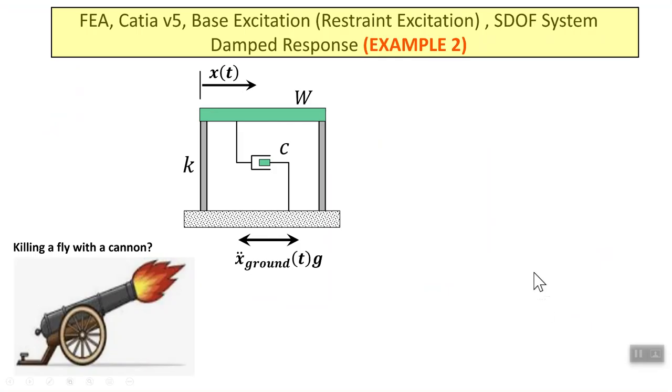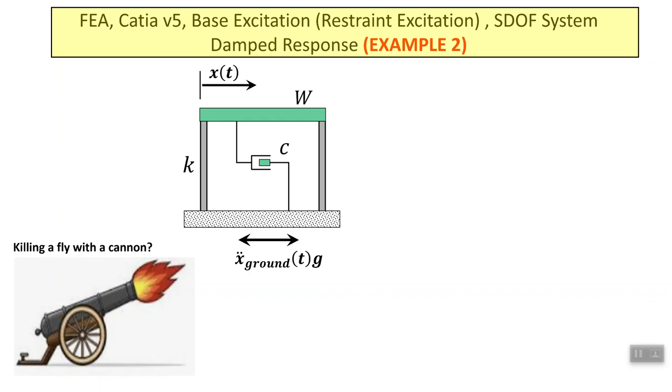Hi folks, this is the second video segment that I'm doing on showing you how to use the base excitation or restraint excitation functionalities in CATIA V5 in order to perform a single degree of freedom damped vibration model in that program. The very first example that I did, which involved base excitation or restraint excitation, dealt with the water tower that I modeled.